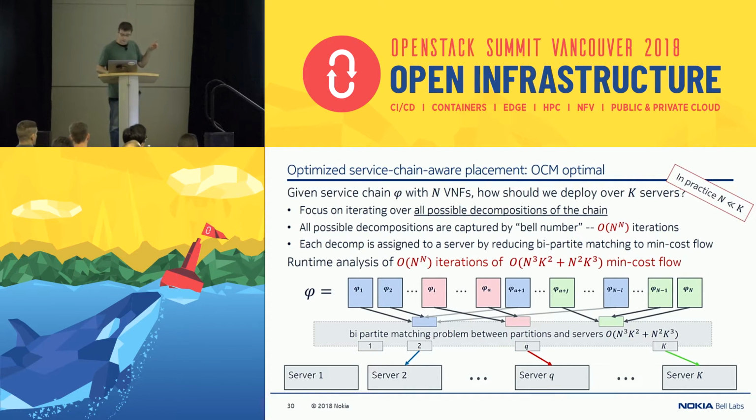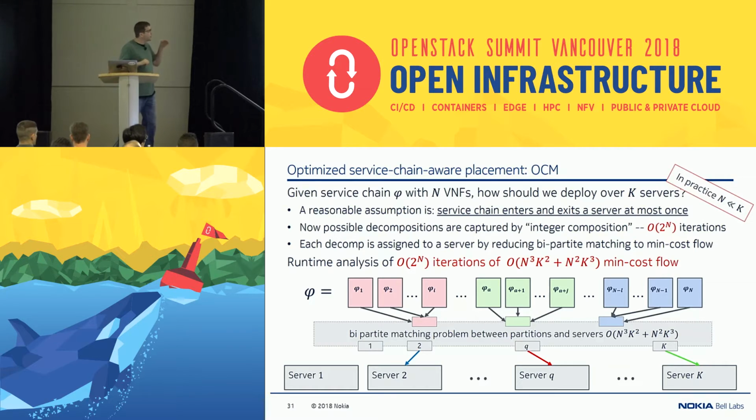And if you utilize this fact, you are getting a slightly different problem, which is a known problem called integer composition, which is of order 2 to the power of n, which means that we have 2 to the power of n iterations of following the reduction for the problem from bipartite matching to min cost flow, etc. So now we have 2 to the power of n iterations of this nice polynomial for the reduction.